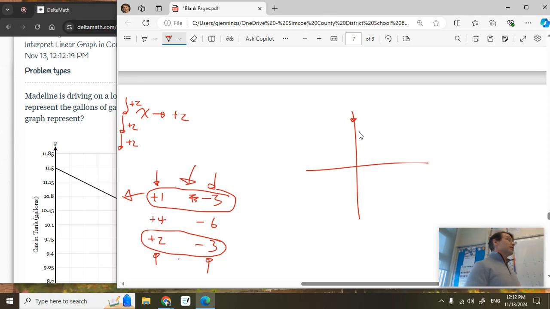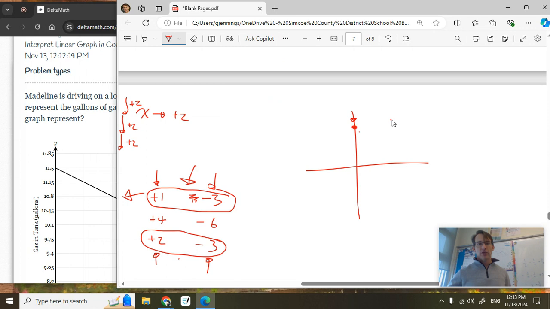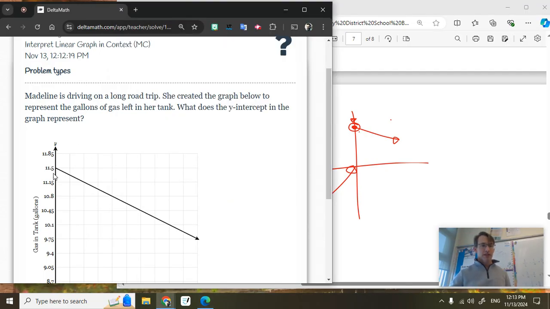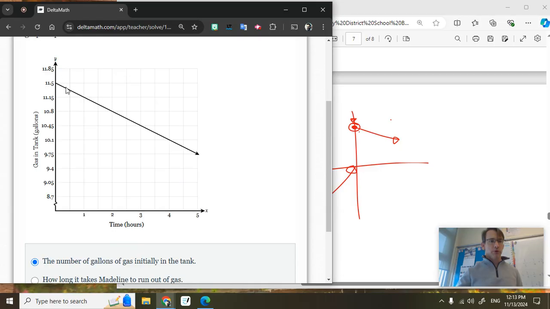For those of you working on your exam, here's a good spot to tune in because there's some new vocabulary that we're going to be talking about here that will help you on the Delta Math and in this unit. So when we're talking about the y-intercept, it's referring to where the graph touches the y-axis. Another word for the y-intercept is the initial value, because that's where x has the value 0. That's where we start the stopwatch. When she starts her road trip, she has 11.5 gallons of gas in the tank. So that would be the number of gallons of gas initially in the tank, which is the meaning of the y-intercept, which you would see right there.